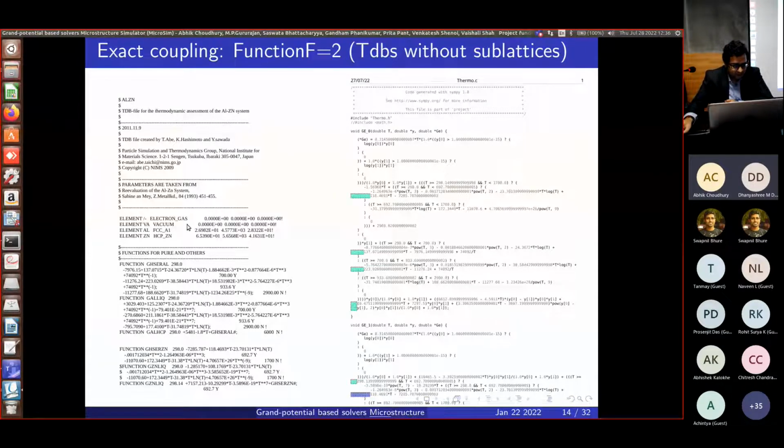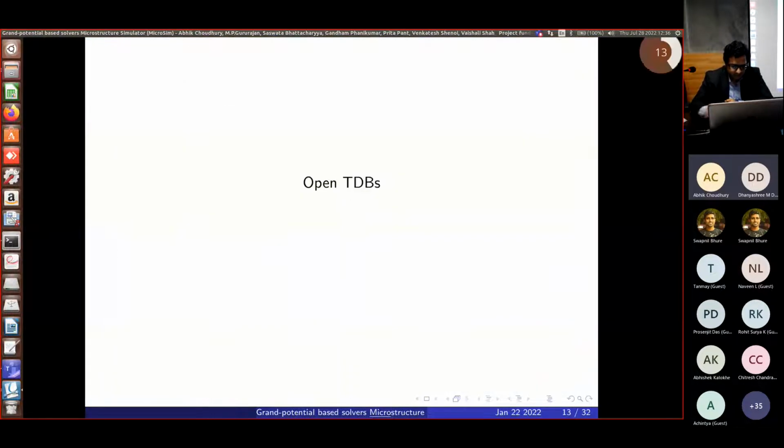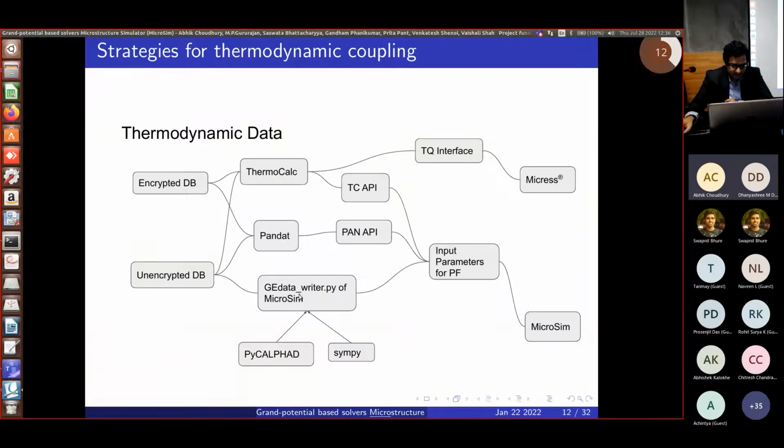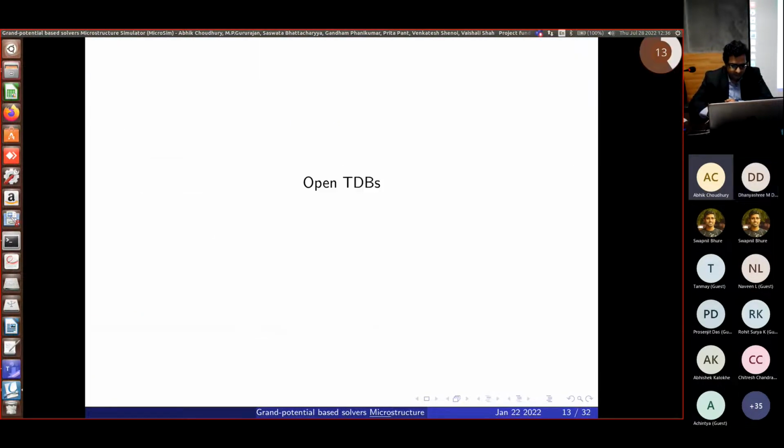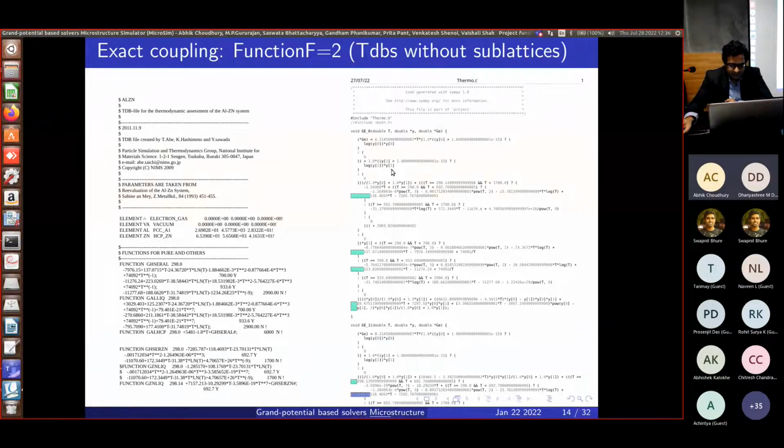On the left is how a TDB file looks like. You have several of these functions which are codified as text files. This is how it looks like. What PyCalFed, or this particular tool, gDataWriter.py, does is convert this particular file into functions on the right hand side that you see over here. This parser is part of PyCalFed and it is done using SymPy. These functions on the right hand side are essentially read into the data in the solver, and you can perform thermodynamic calculations with this.